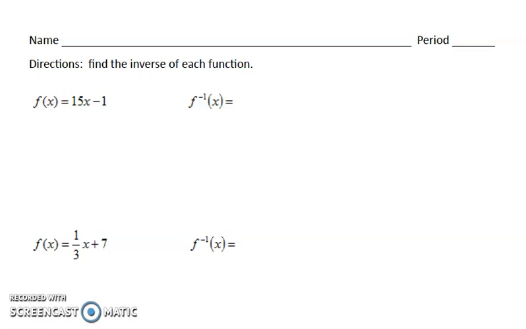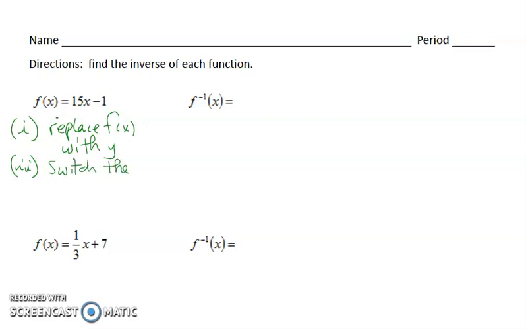So for the inverses, the steps are the same. Step 1 is you replace your function notation with y. So again, it could be f of x, g of x, h of x. But I can replace that with y. Step 2 is switch the variables.